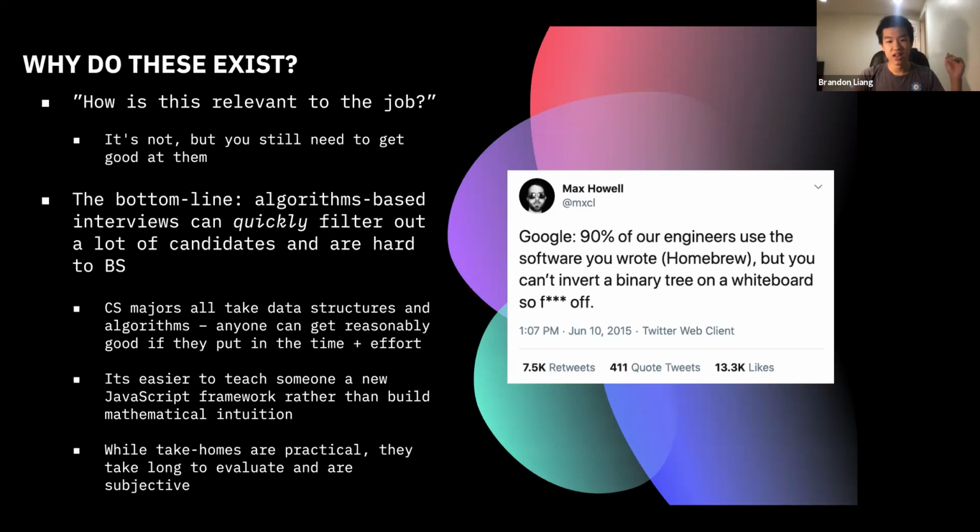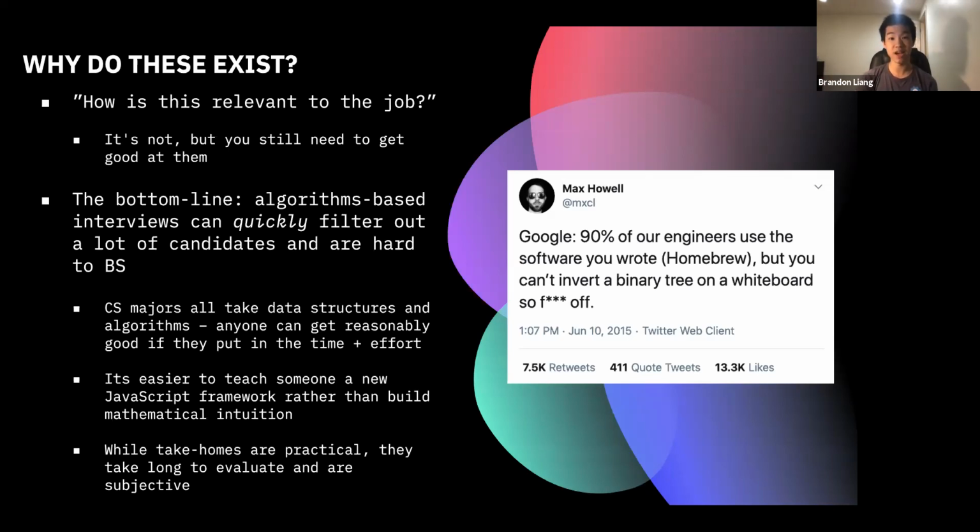Furthermore, when you're being tested on data structures and algorithms, it takes longer to develop that mathematical intuition that takes years of schooling versus learning a new JavaScript framework that you could learn through a YouTube tutorial or just by Googling Medium articles.